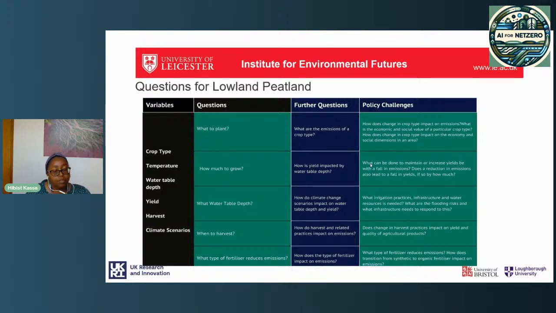The variables have been the crop type, temperature, water table depth, yield, harvest, and climate scenarios, using the scenario projections developed by the IPCC. So the questions would be what to plant, how much to grow, water table depth, where that should be, when to harvest, what type of fertilizer reduces emissions, and this is further developed in the process of refining what we have.